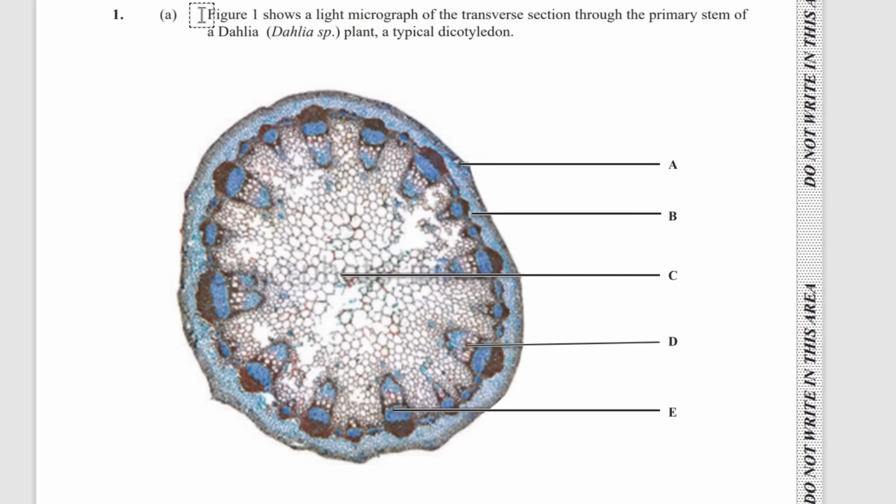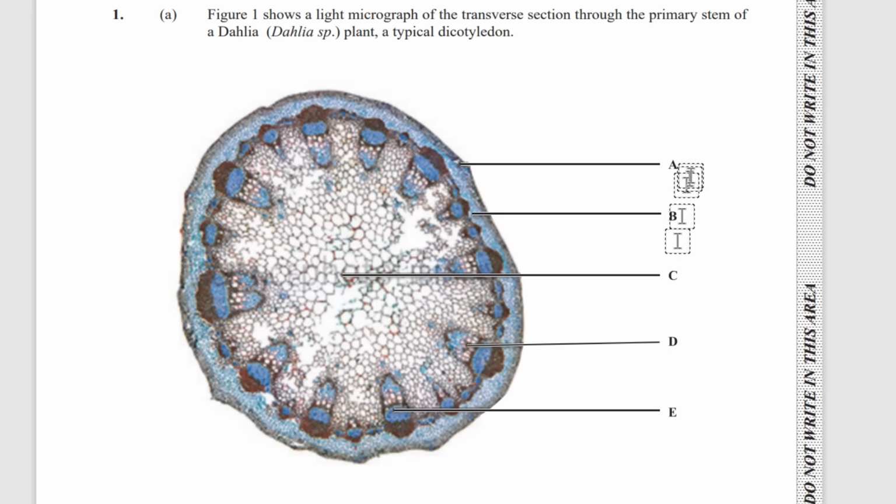So question 1. Figure 1 shows a light micrograph of the transverse section through the primary stem of a dahlia plant, a typical dicot, right? So we could see what we see in here. It is a light micrograph. We could see all kinds of cellular details here. We could see 5 labels: A, B, C, D, and E.